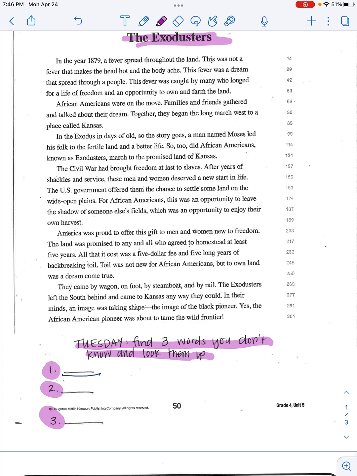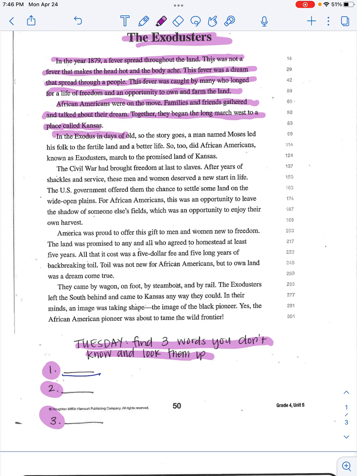Exodusters, Tuesday. In the year 1879, a fever spread throughout the land. This was not a fever that makes the head hot and the body ache. This fever was a dream that spread through a people. This fever was caught by many who longed for a life of freedom and an opportunity to own and farm the land. African Americans were on the move. Families and friends gathered and talked about their dream. Together they began the long march west to a place called Kansas.